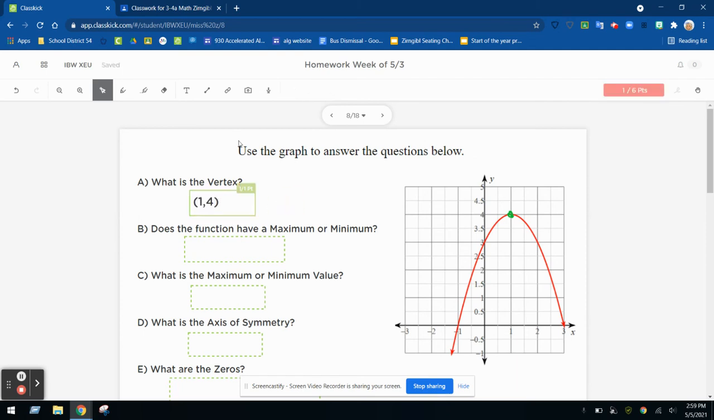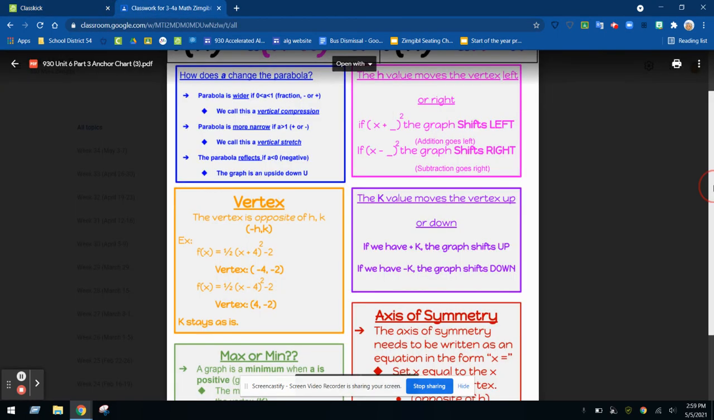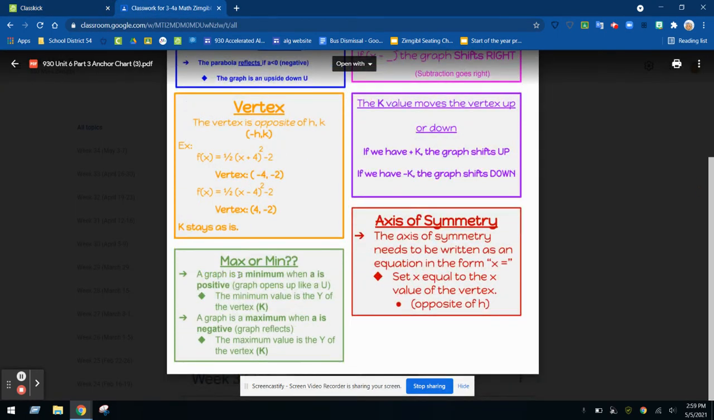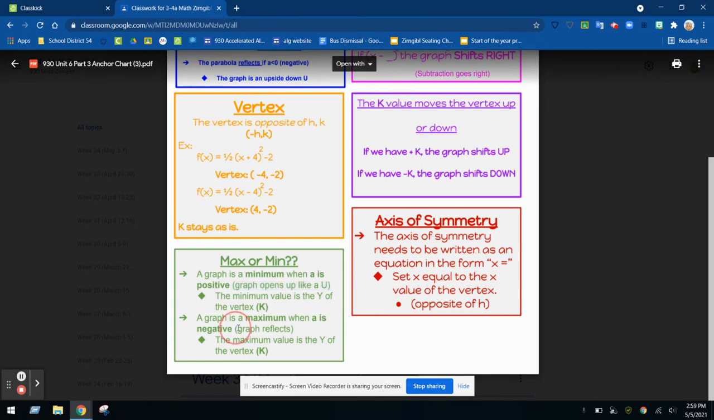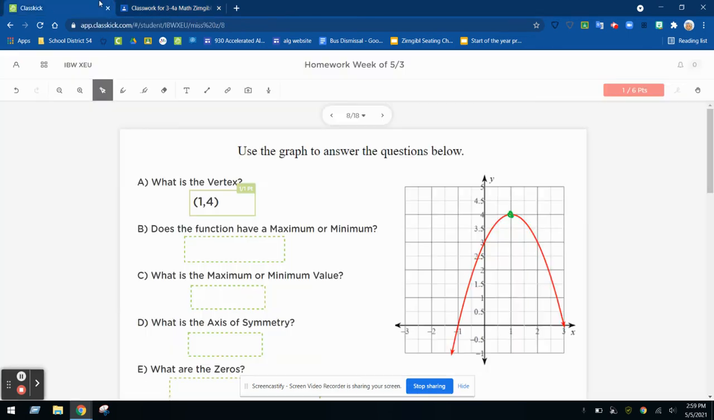Do we have a maximum or a minimum? So let's go ahead and actually look at our anchor chart. Okay, maximum or minimum. A graph is a minimum when a is positive, or the graph opens up like a U. So I see that right there. It's a maximum when the graph reflects. That's when it's upside down. So this graph is actually upside down. So this is a maximum.